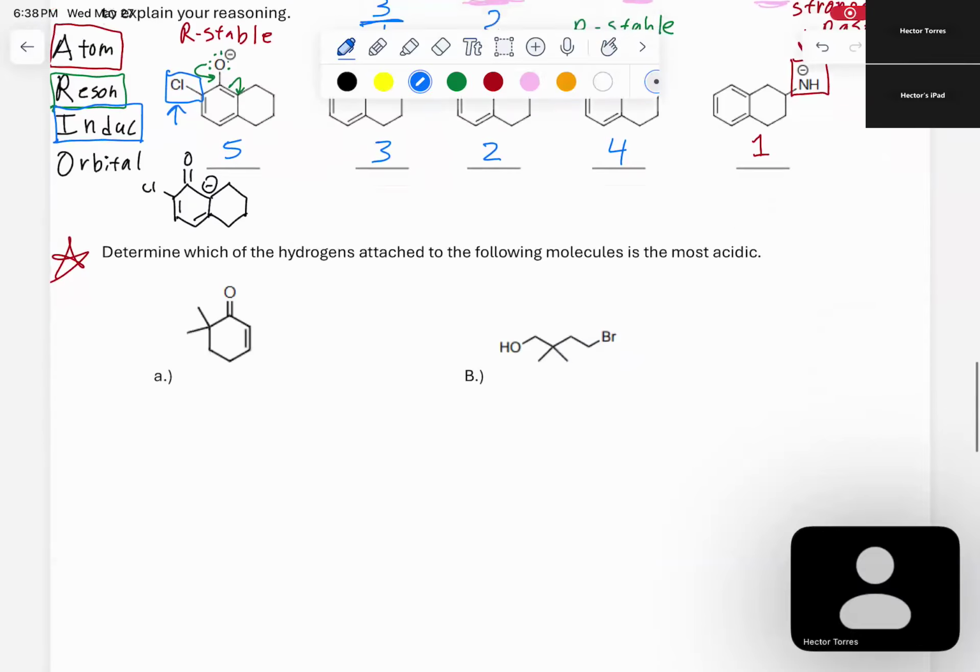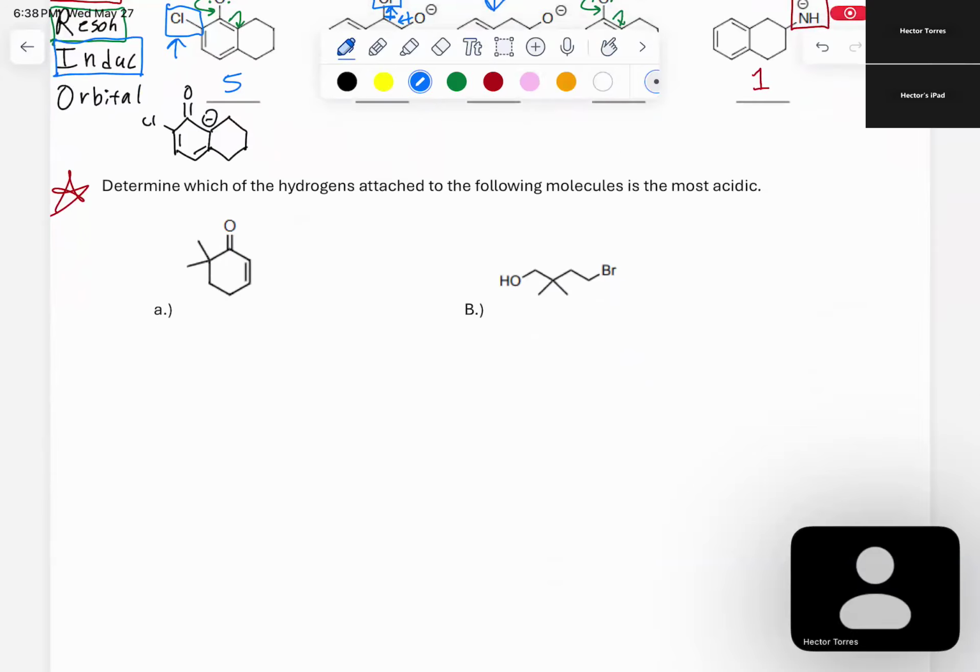Okay, so now let's look at the next one. This one says determine which of the hydrogens attached to the following molecules is most acidic. So again, we're looking at ARIO, but we're looking at acids. So instead of looking for least stable, we're looking for the most stable once we have that negative charge. On here, what I would suggest is to draw in all the hydrogens, or at least all the unique ones, because that way you can see all your options of which hydrogens you can pull off.